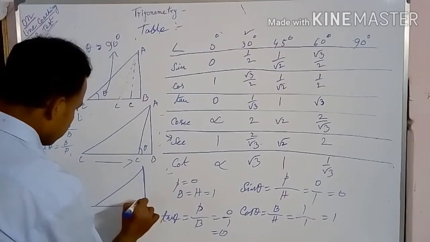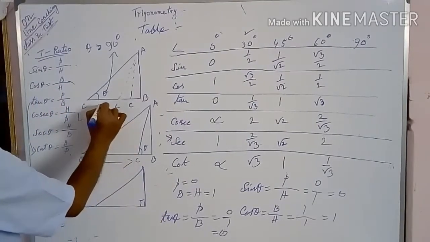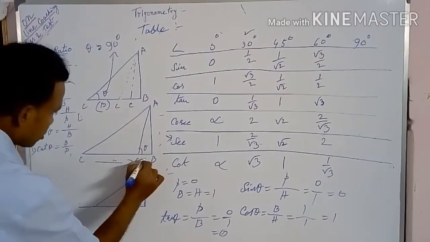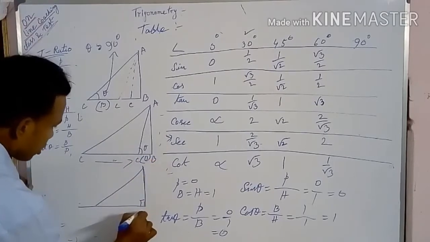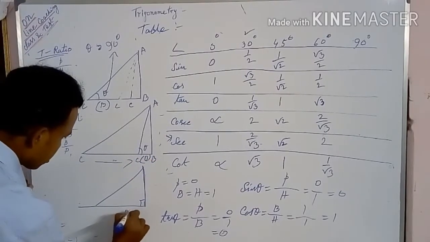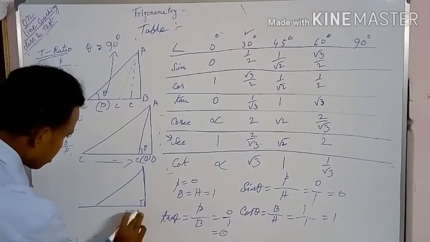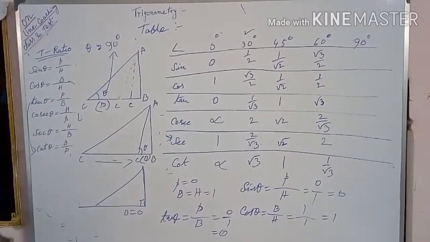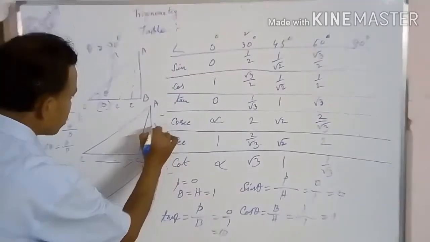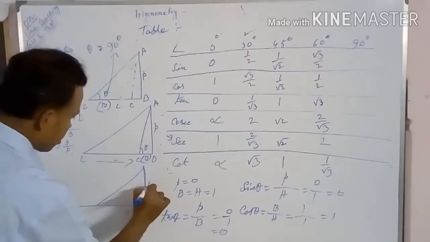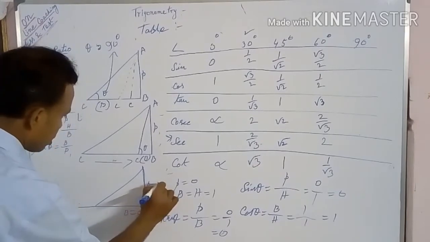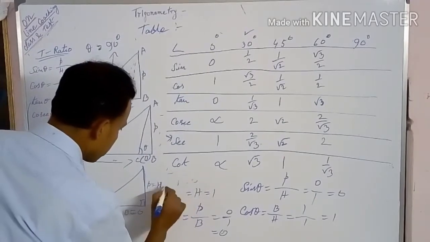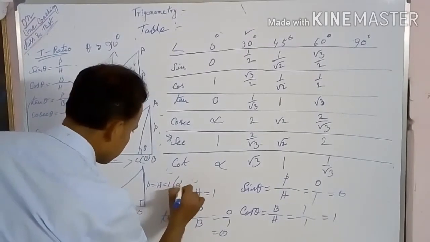the point. This is your base. After this, the base is decreasing, and after that base will be equal to 0. Coincide. This is the perpendicular. The perpendicular is equal to the hypotenuse. Both coincide. Sin theta is equal to, let's say, 1.